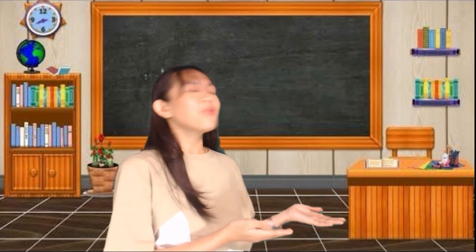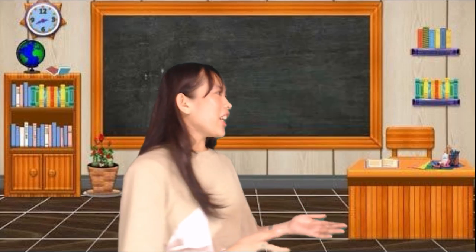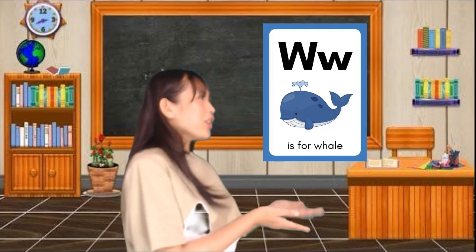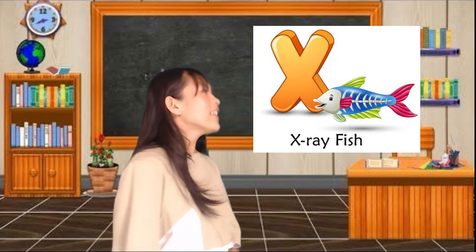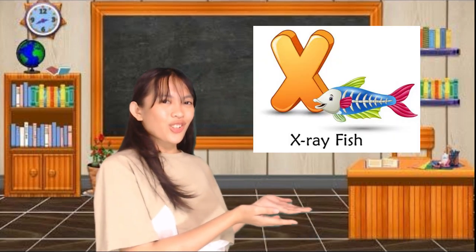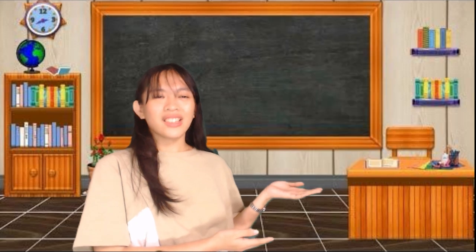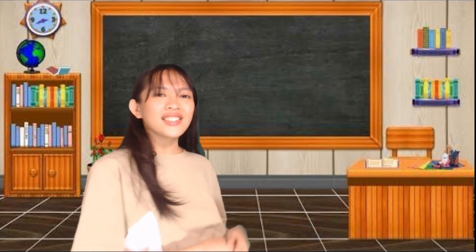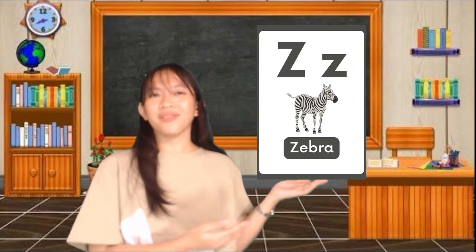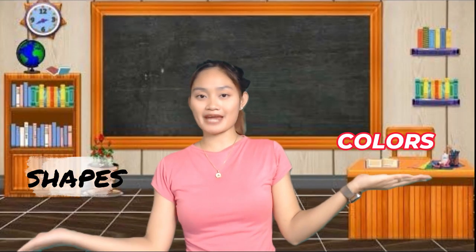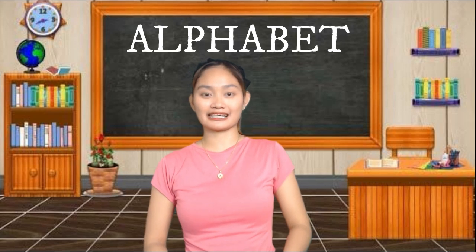U for unicorn. V, vulture. W stands for whale. X for X-ray fish. Y for yak. And the last letter is Z. Z stands for zebra. Kids, you already know the colors, the shape, and the alphabet.